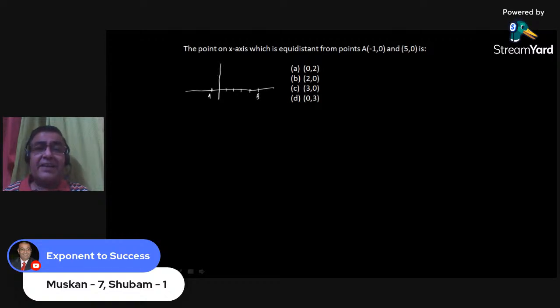The point on the x-axis which is equidistant. Here, do you think we need to apply the distance formula? Not at all. It will be the midpoint of these 2 points. So this is minus 1, this is 5. The total distance is obviously 6 units, and the midpoint will be 3 units from each. So it could be minus 1 plus 3 or 5 minus 3. In both cases, you get 2 as the answer. So this is the midpoint. The coordinates of that point will be 2 on the x-axis and 0 on the y-axis, so 2 comma 0.